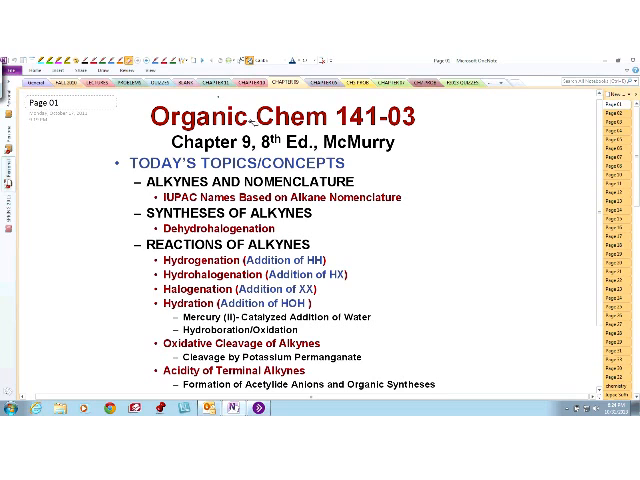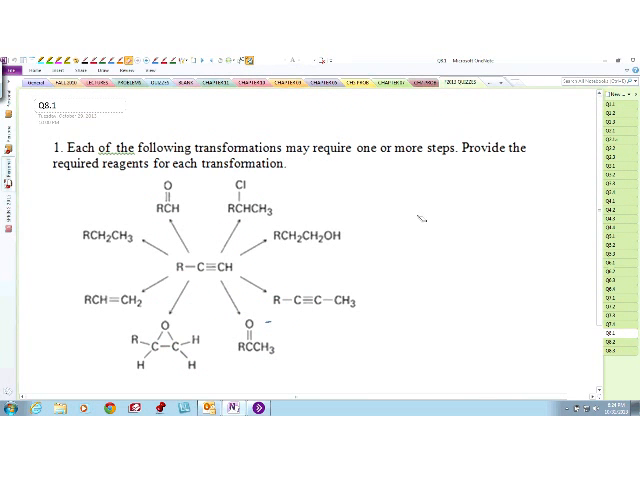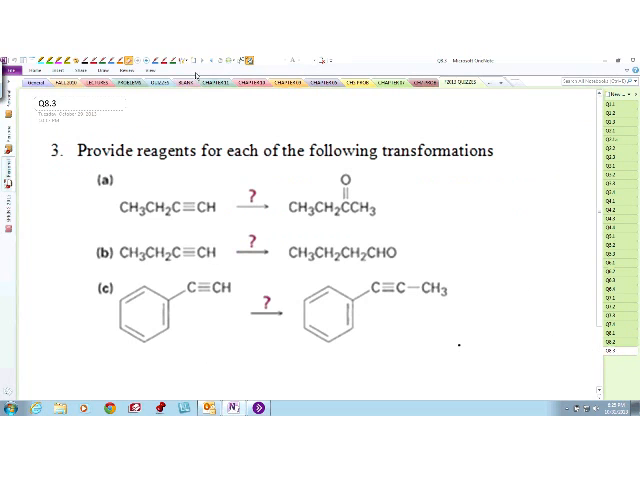I'm sure you guys want to go over the quiz question that you just did. Okay, let's do that. Let's start with question 3. Gillian, can you go ahead and read this for us? Okay, thank you. So question 3 says, provide reagents for each of the following transformations.